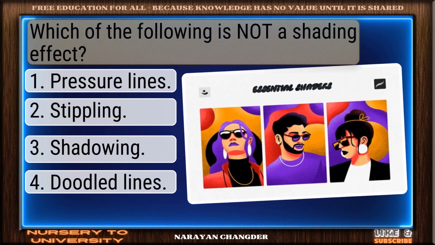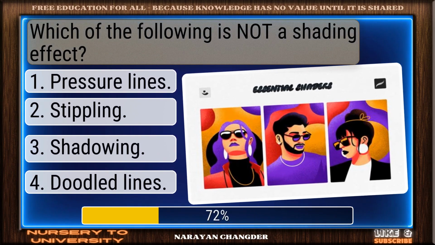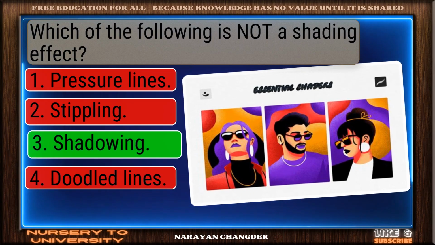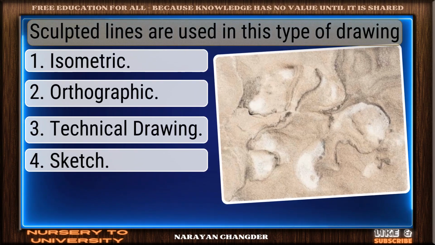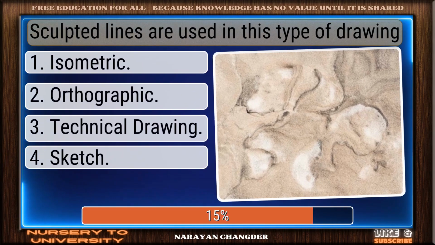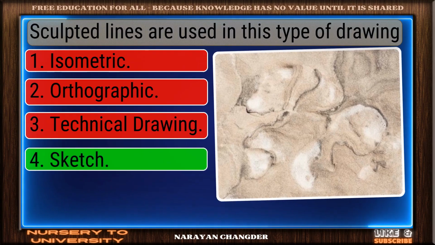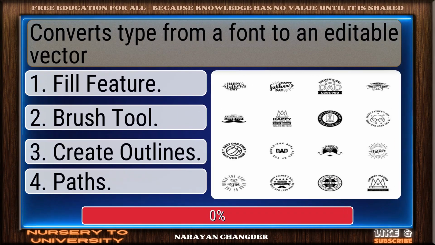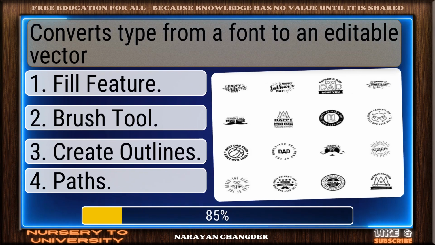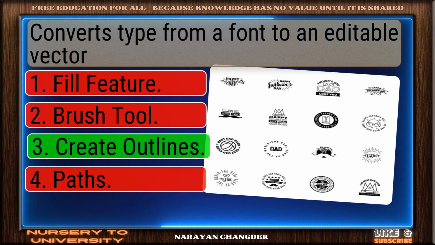Which of the following is not a shading effect? You're right. Shadowing is correct. Sculpted lines are used in this type of drawing. Correct. Sketch is spot on. Converts type from a font to an editable vector. Nice selection. Create outlines is correct.